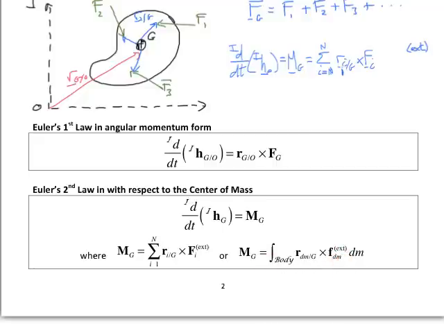So in summary, we developed Euler's first law in angular momentum form, we have Euler's second law, and now with respect to the center of mass, which gives us a good tool. And so we're building out our toolbox. We're not quite ready to calculate equations of motion yet. We still need to deal with how to calculate the angular momentum of these rigid bodies, and we'll be doing that in future topics.